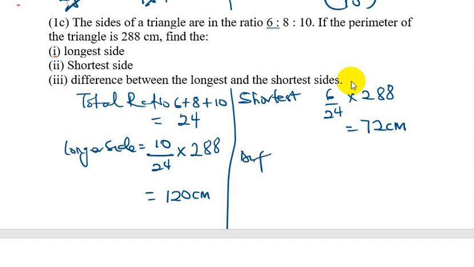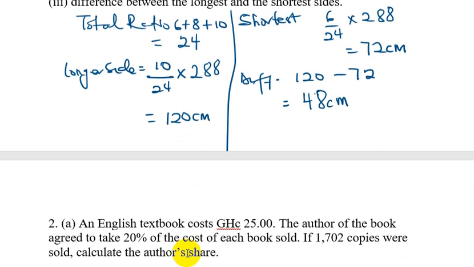So the difference is going to be 120 minus 72, and that is going to give us 48 centimeters. So that is all for question 1. Now let's move to question 2.